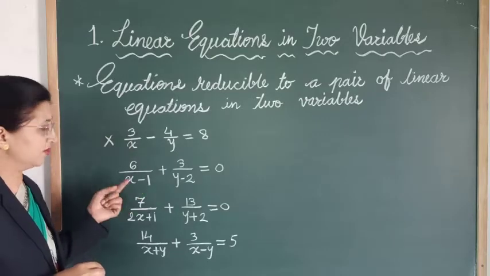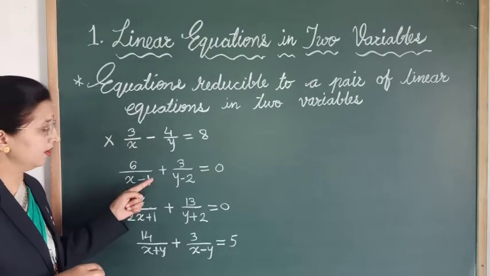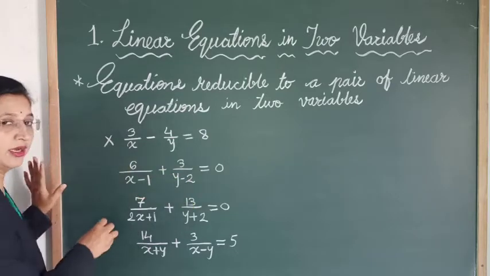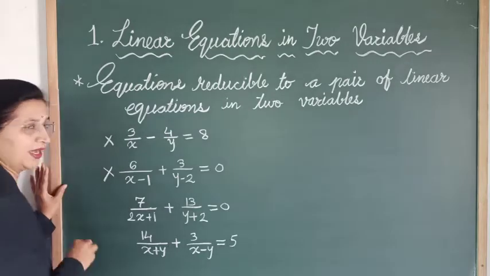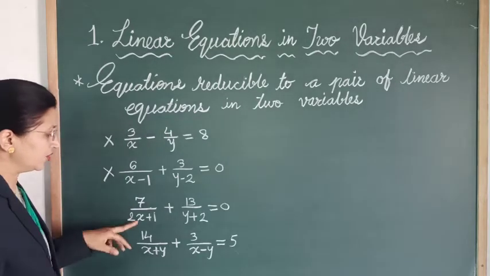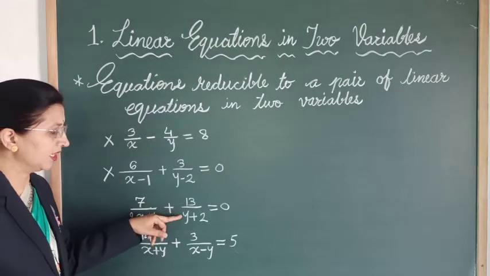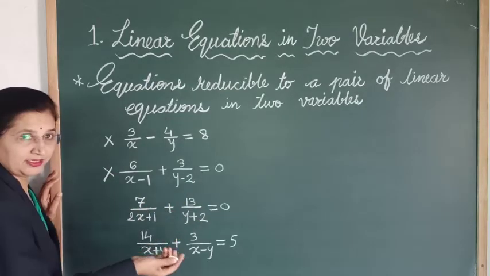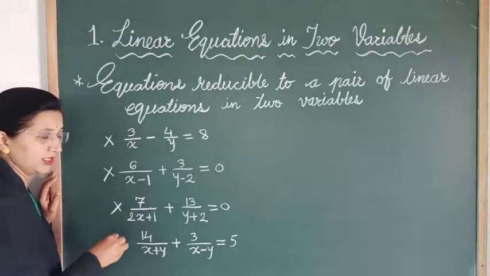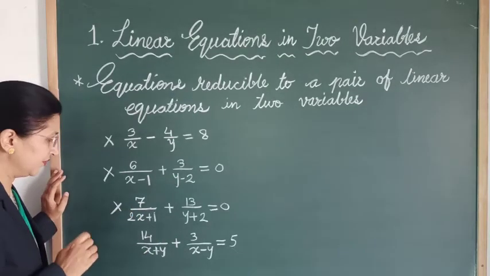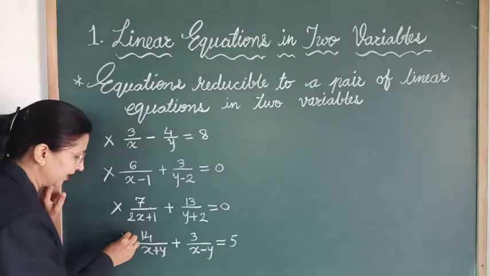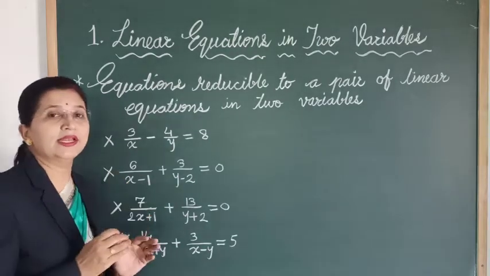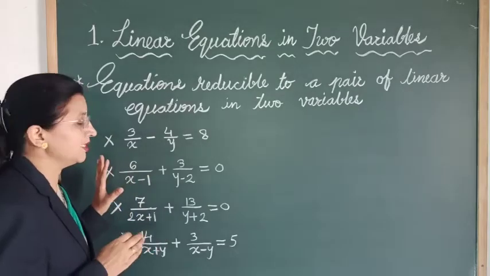Same thing is here also. 6 upon x minus 1 plus 3 upon y minus 2 is equal to 0. So this is also not a linear equation in two variables. Then 7 upon 2x plus 1 plus 13 upon y plus 2 is equal to 0. Here the variables are in the denominator, so that's why it is also not a linear equation in two variables. Same thing is here also. Dear students, these are not linear equations in two variables.